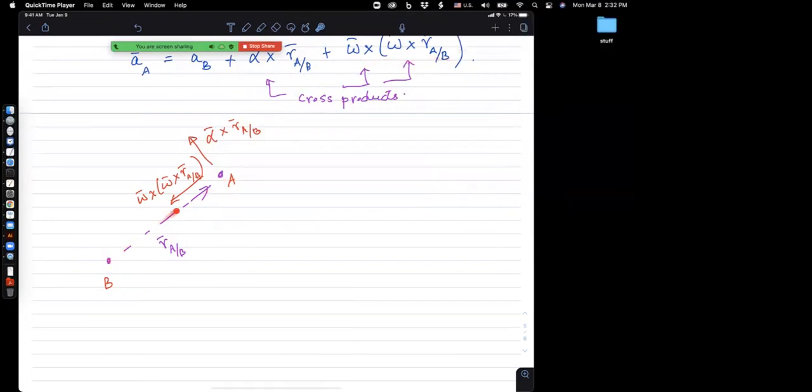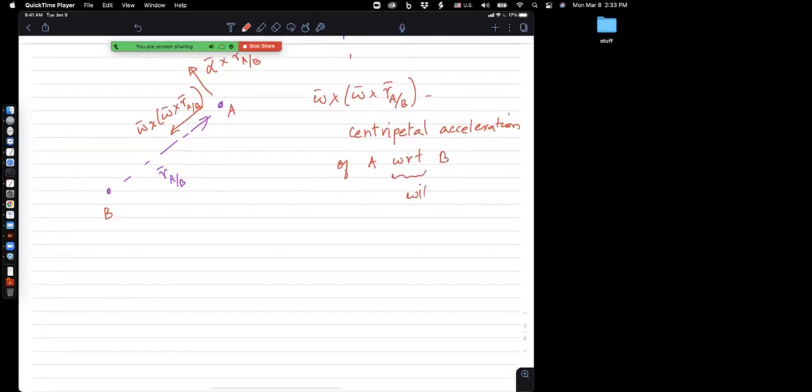So this term has a name that you're all familiar with. It's basically the centripetal acceleration term. If you imagine A rotating about B, this is like the centripetal term of acceleration. This is the tangential term. This is a normal term, a tangential term, a centripetal term, and the theta term, and so on. So omega cross omega cross RA with respect to B is the centripetal acceleration of A with respect to B. WRT means with respect to, just to be clear.